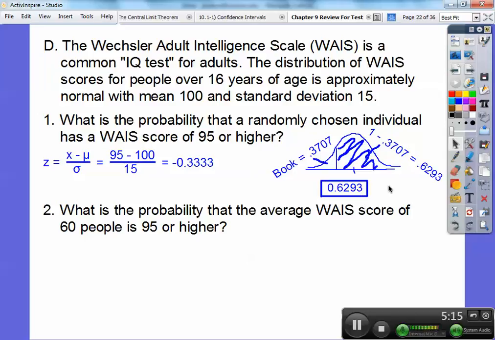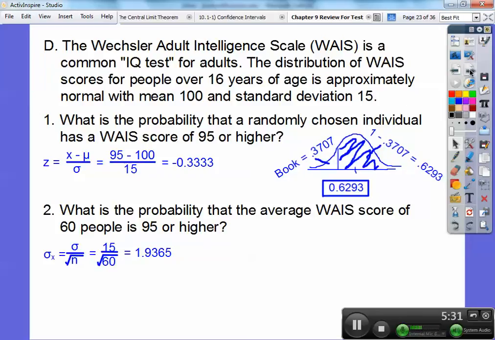Okay, what's the probability that an average score of 60 people is 95 or bigger? Okay, so now this is going to change this number only, your standard deviation. So your standard deviation for the sample is going to be the population standard deviation divided by the square root of 60. Okay, so I get 1.9365. So that's what goes right here. Everything else is the same. So it's 95 minus 100 divided by this number right here. So I did that right here.